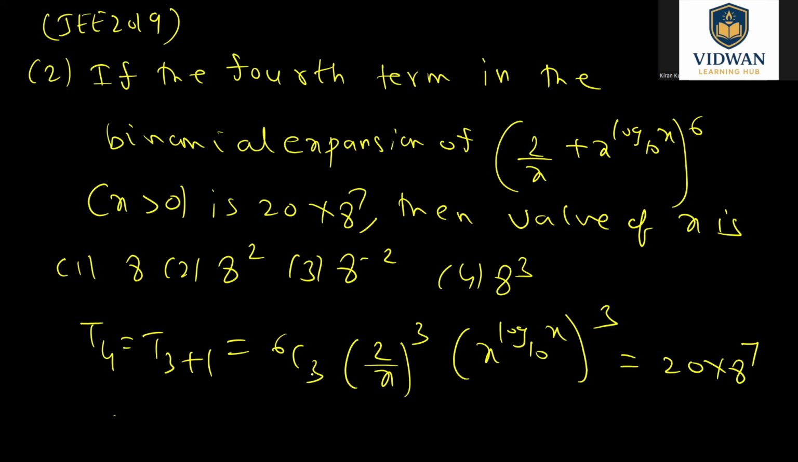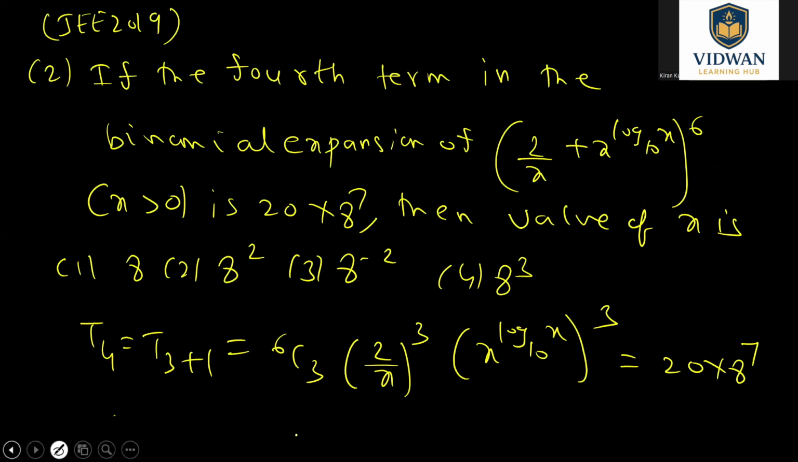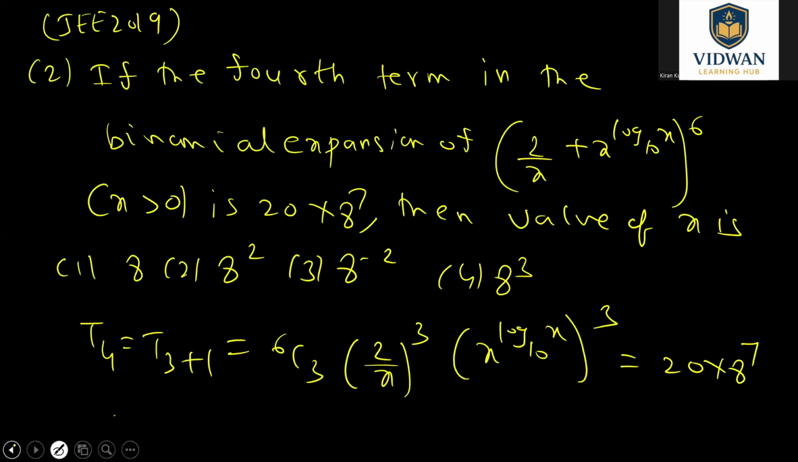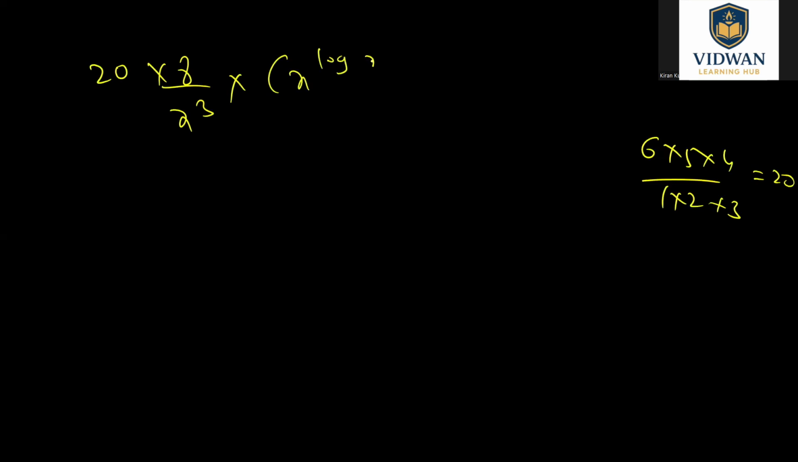So let's simplify this. What is the value of 6C3? It is 6 into 5 into 4 by 1 into 2 into 3, which gives you 20. So replace 6C3 with 20, then 2^3 by x^3 is 8 by x cube for the second part. For the third part, write (x^(log x base 10)) whole cube, as it is first. The right hand side that we have is 20 into 8^7. So 20 will cancel out, and 8 cancels with 8^7, leaving 8^6.